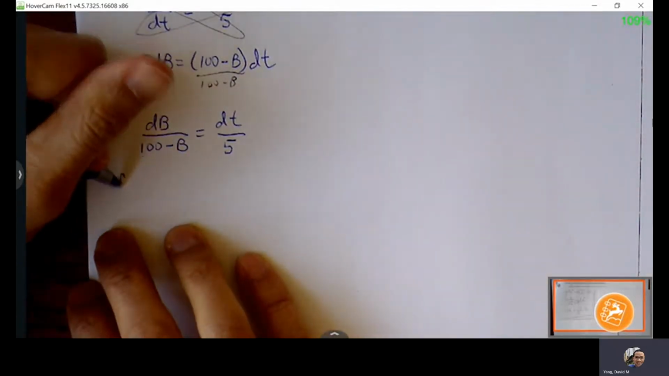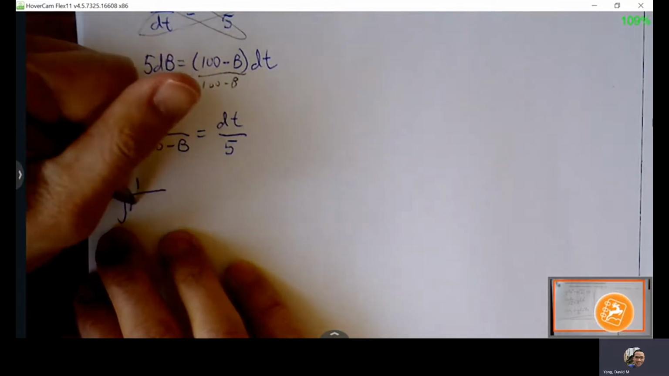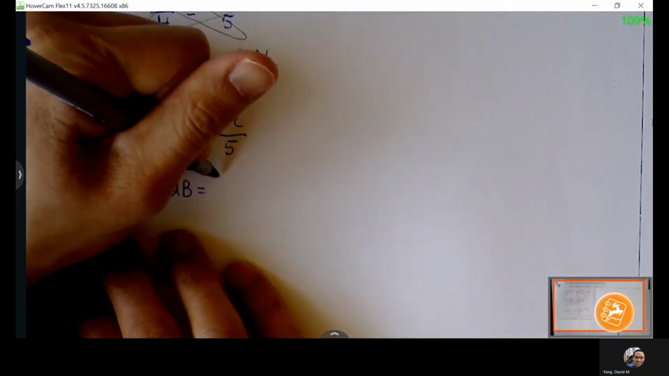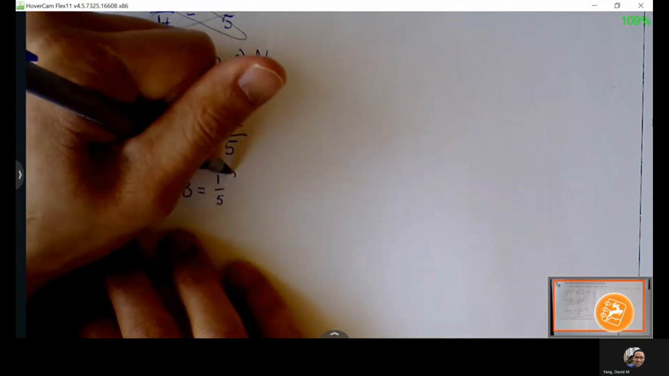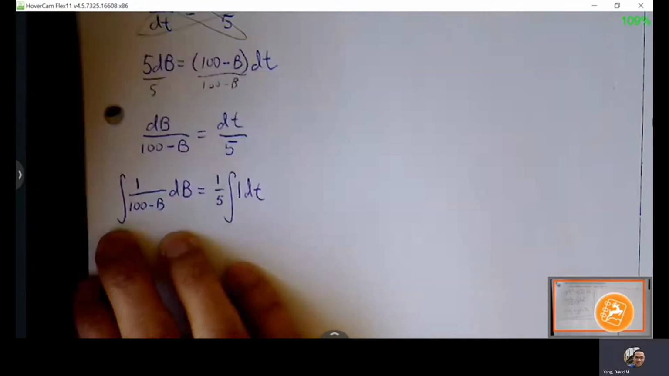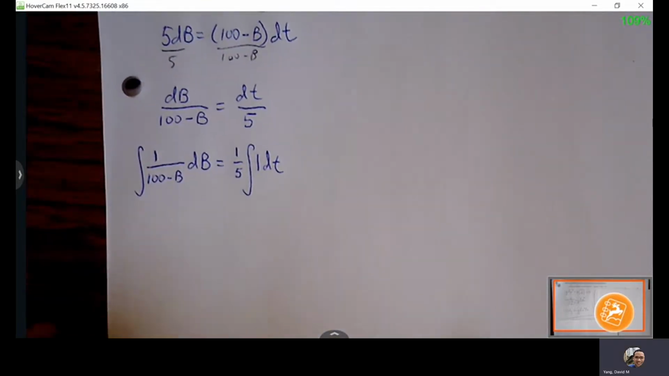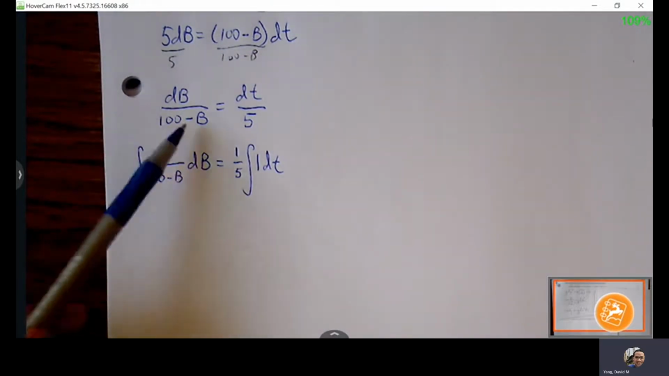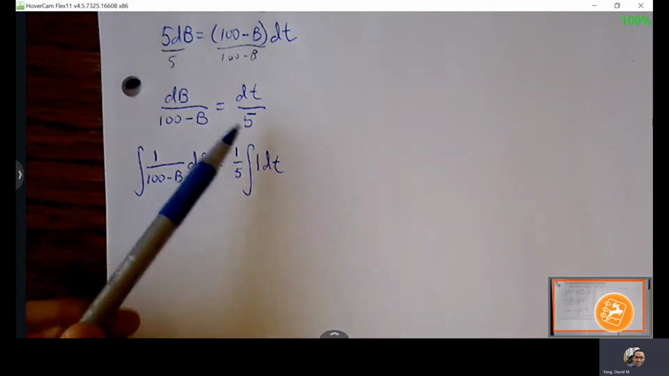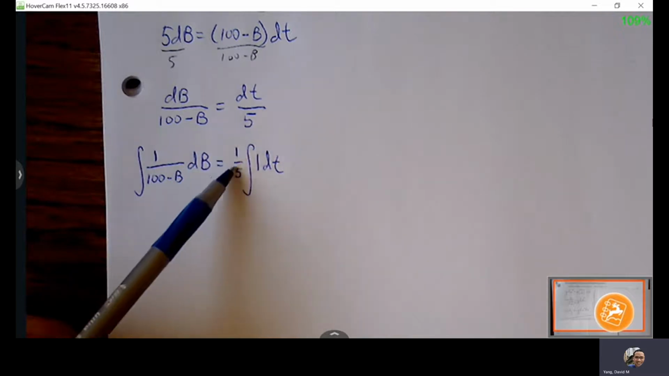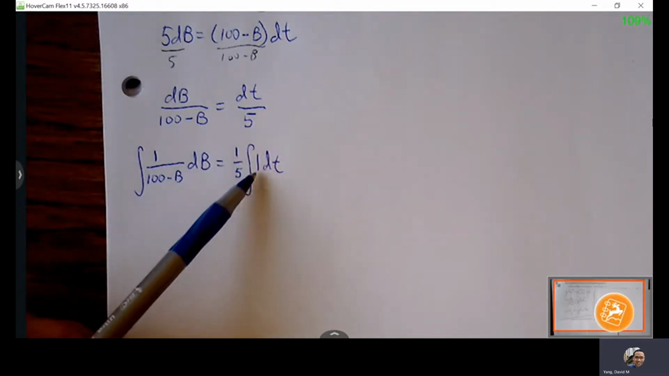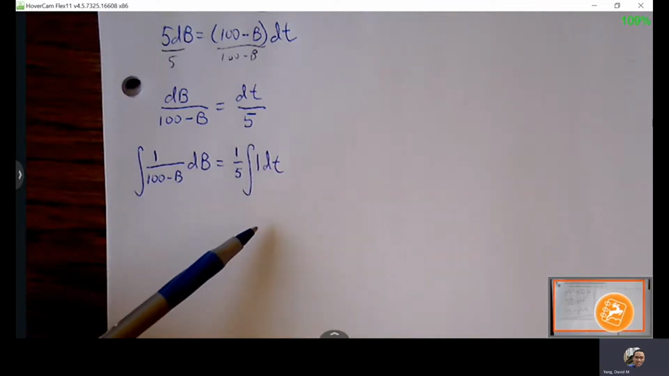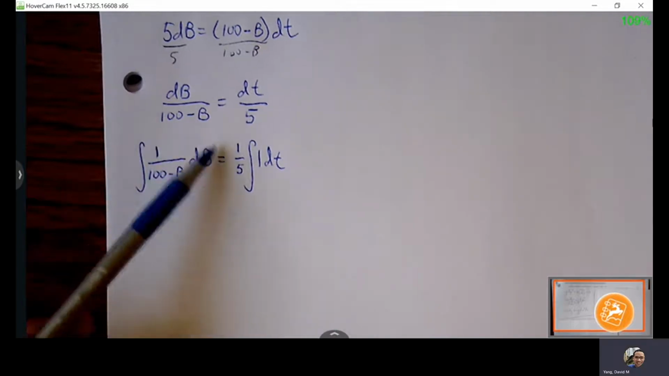I'm going to rearrange this so that it feels more familiar in terms of the look of our problem. And just trying to make it visually a little bit more familiar, right? 1 over 100 minus b db, push the db out over to the outside of the fraction, and I can pull the 1/5 out in front. I can have a 1 dt there as a reminder that I'm taking the antiderivative of 1 with respect to time. Okay, so left side here.